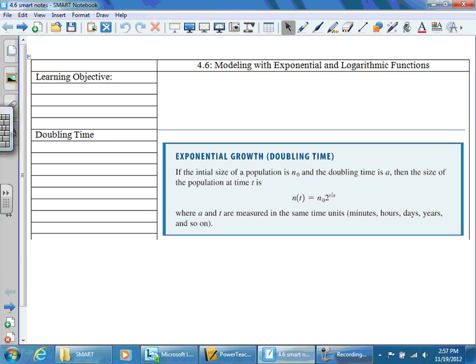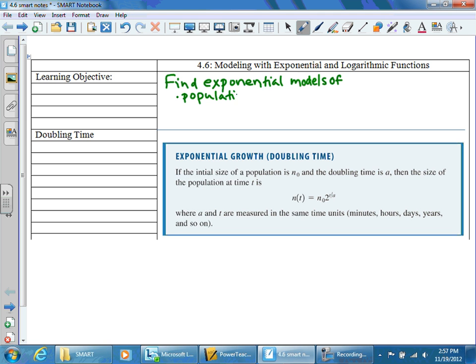All right, so 4.6, modeling with exponential and logarithmic functions. Our learning objectives are we are going to find exponential models of population growth, decay, Newton's law of cooling, that's my favorite, and compound interest.